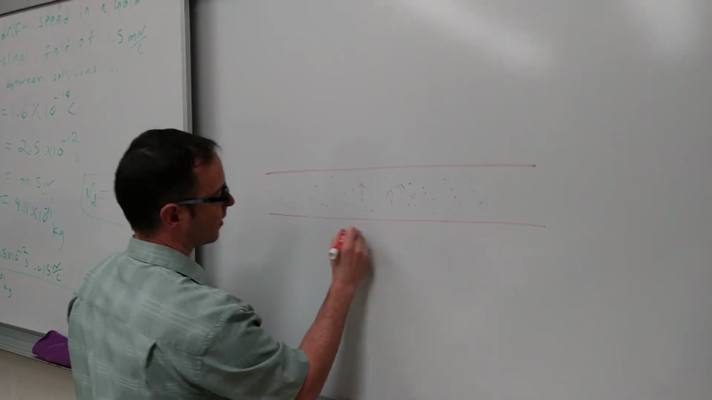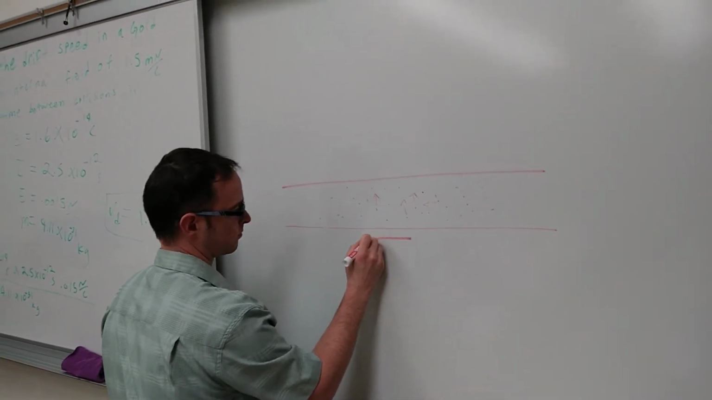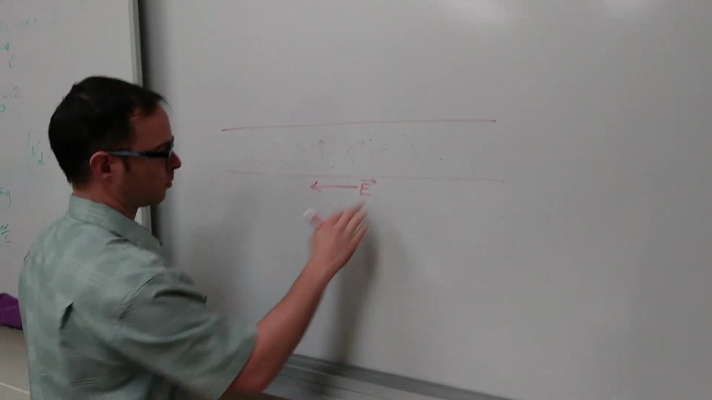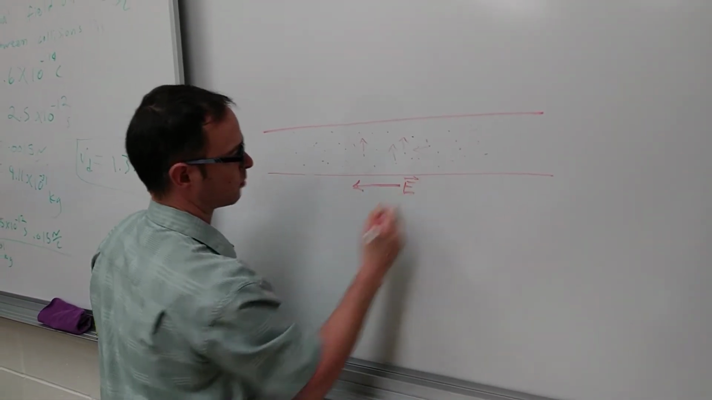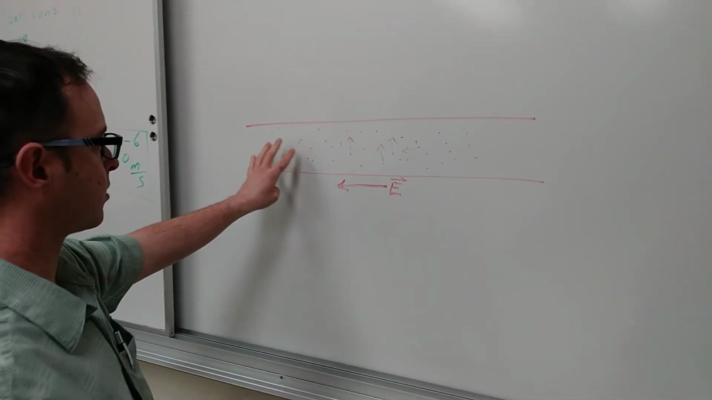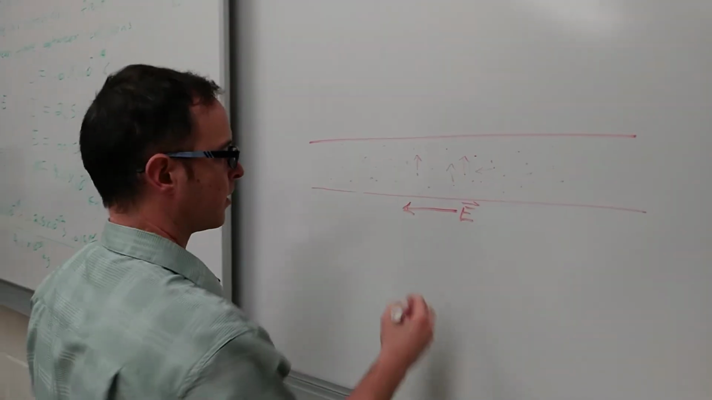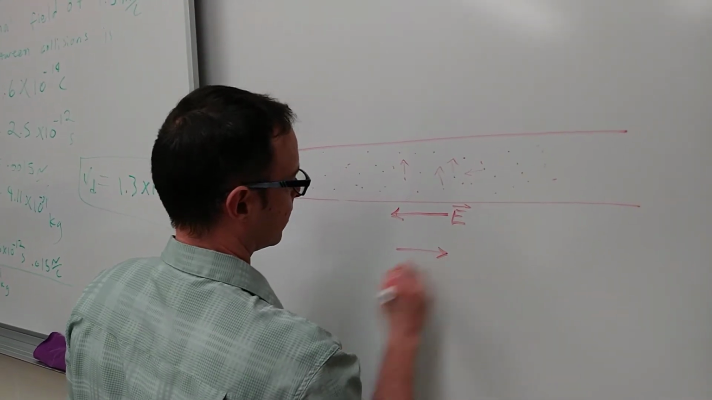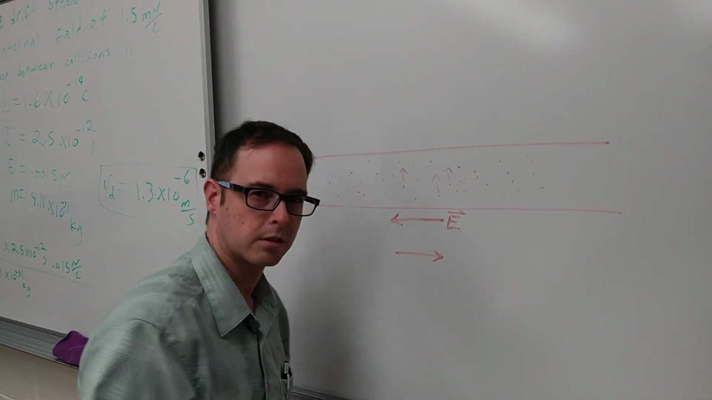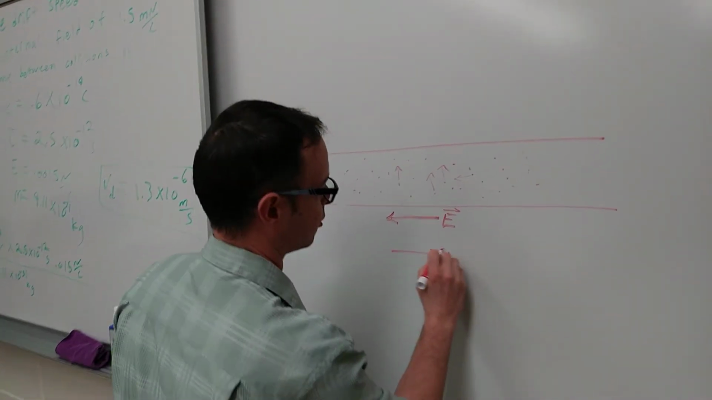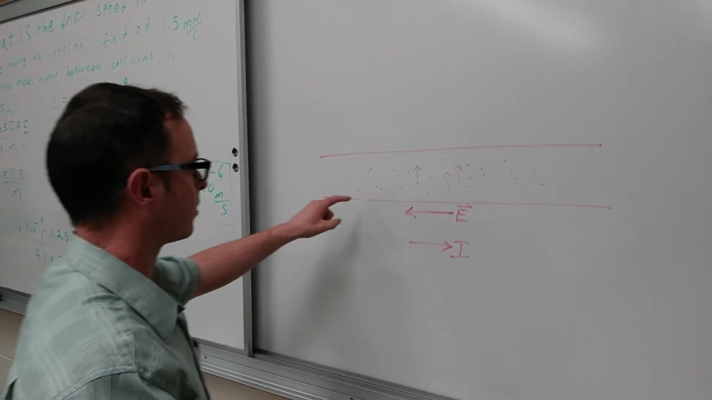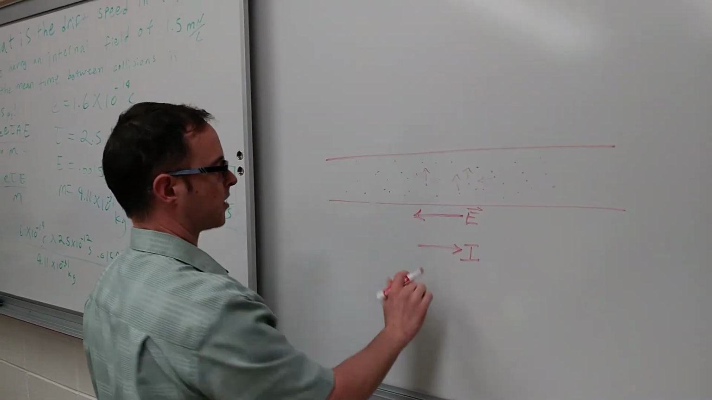But as soon as you apply this electric field, all of these electrons are going to start moving this way. So you're going to have a net movement this way. This is called current. So you have a current flowing this way. And these electrons aren't going to stop.